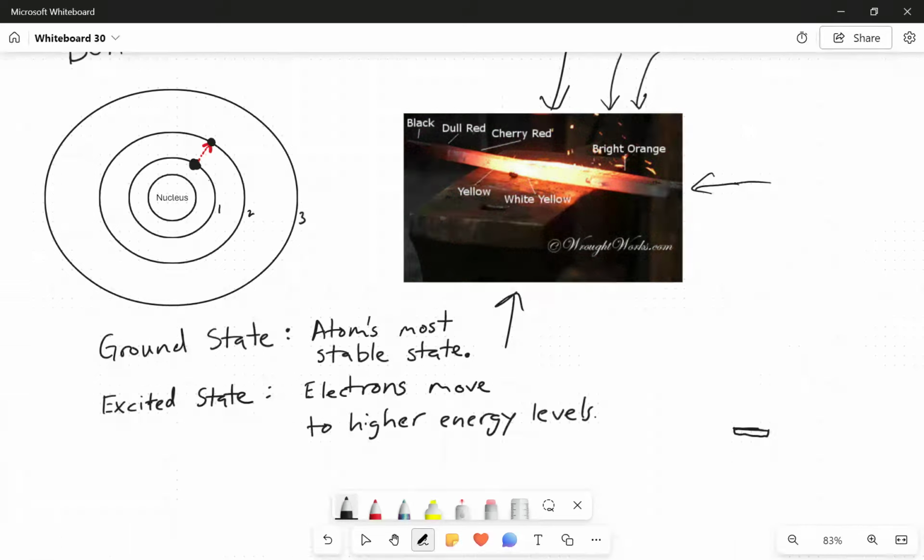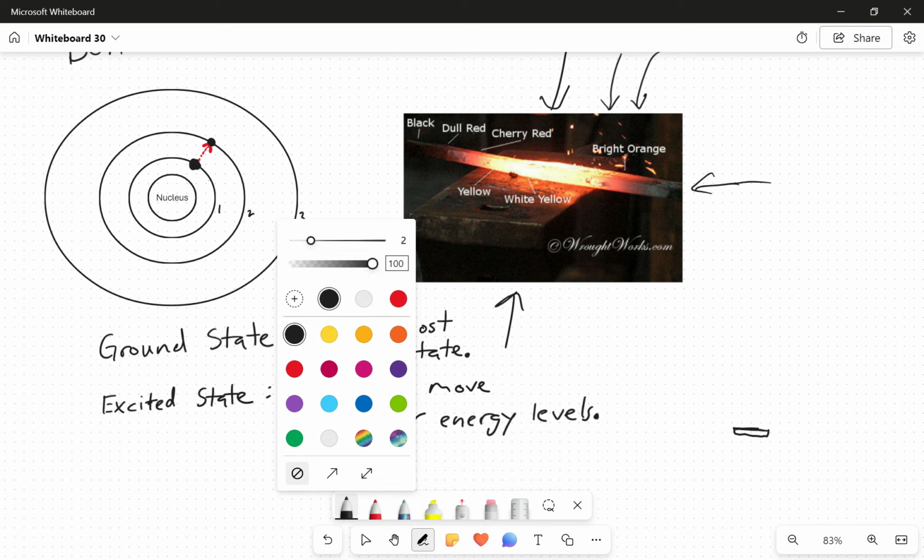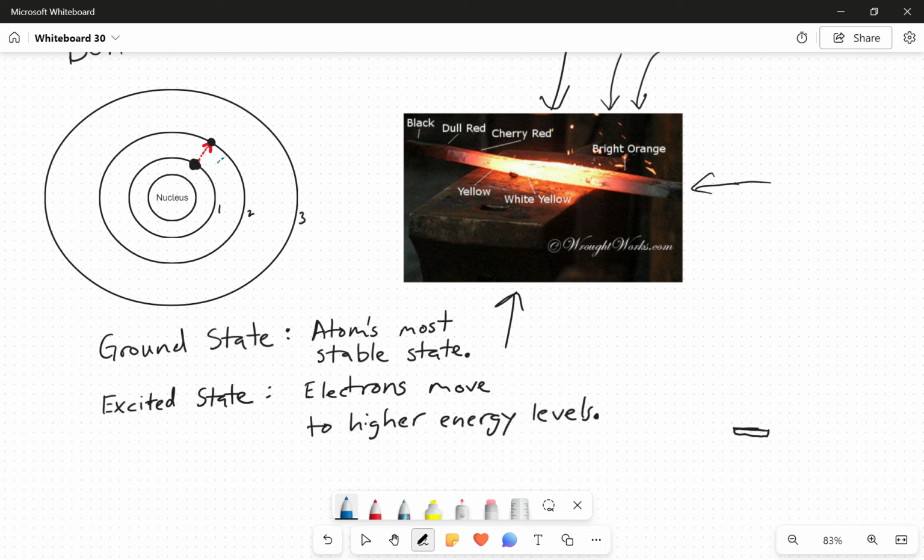But Bohr says they can't stay this way. They don't want to stay this way. The energy that they're absorbing is basically forcing them to be this way. So what Bohr says is, inevitably, that electron that has jumped to a higher state is going to eventually fall back down to its ground state.